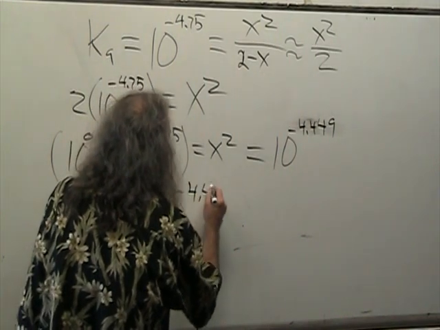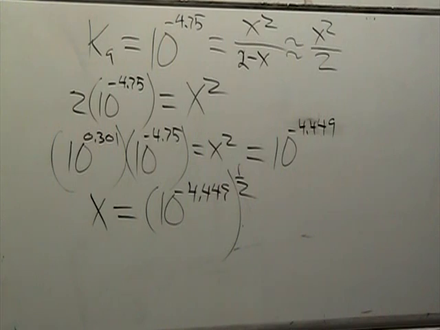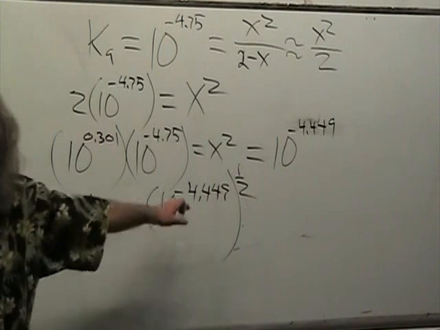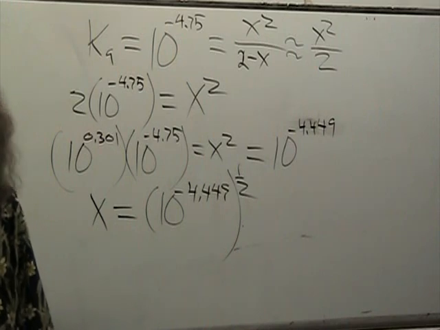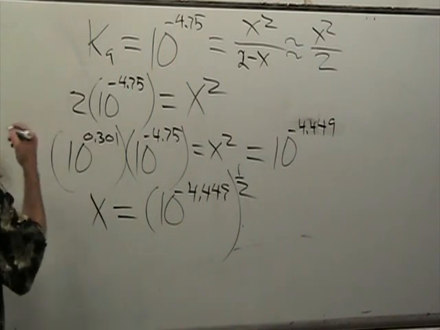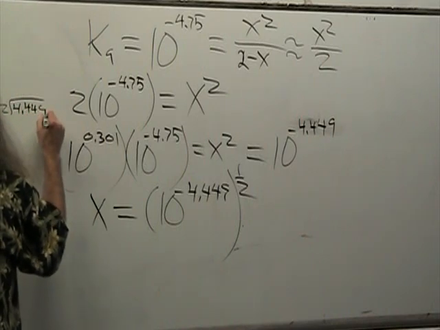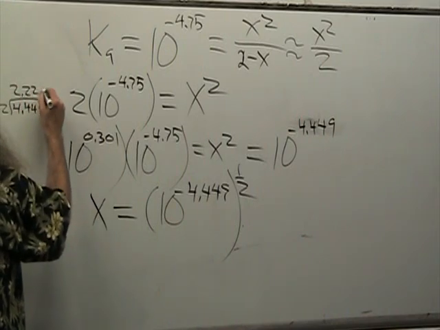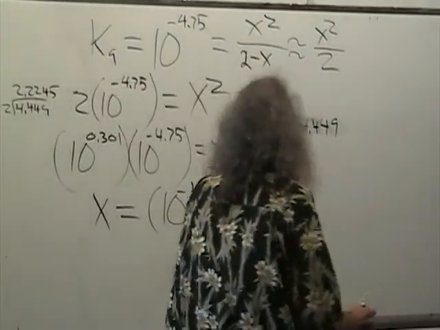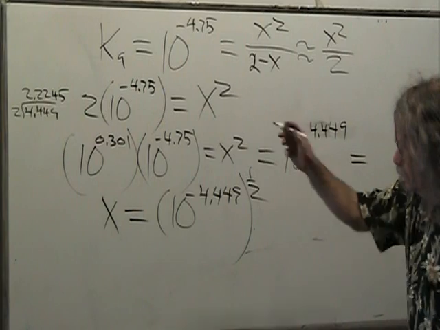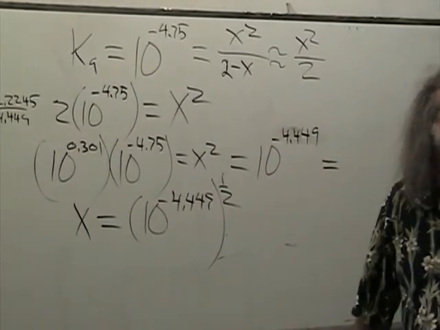Now therefore x is equal to 10 to the minus 4.449, square root of that, 1/2 power. What do the rules of exponents have me do? Divide by 2. Okay, so on my scratch paper, I go 2 goes into 4.449, 2.2245. It's way beyond our ability to detect that far, and I wouldn't believe any pH meter that far to the right of a decimal.